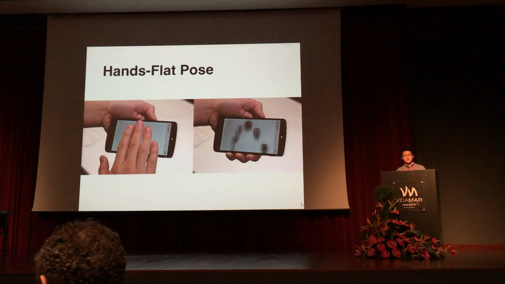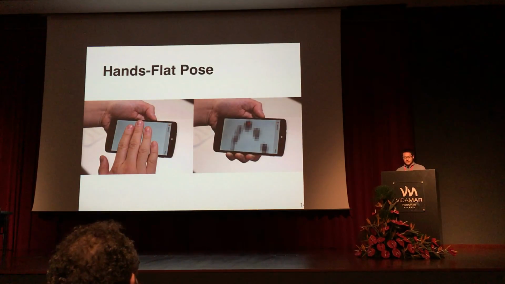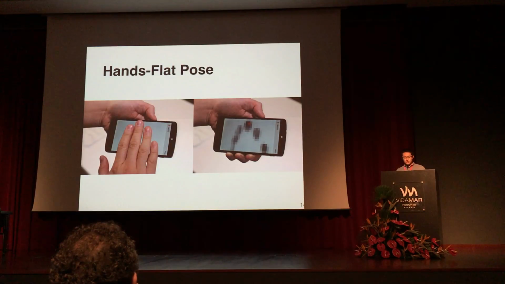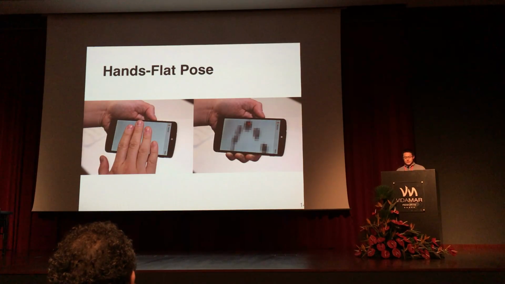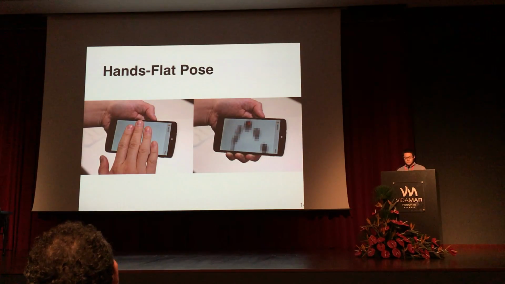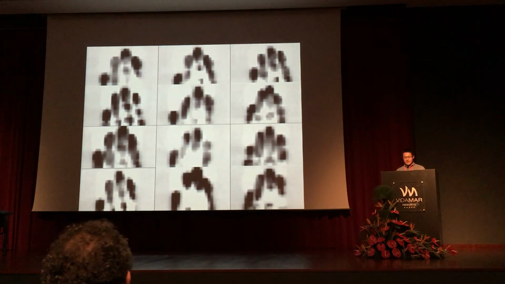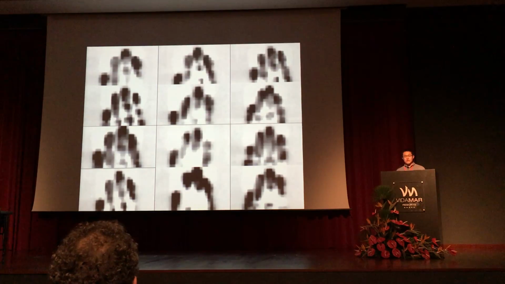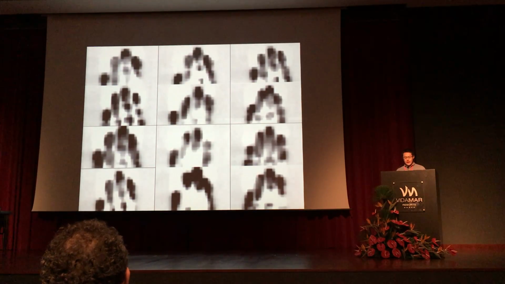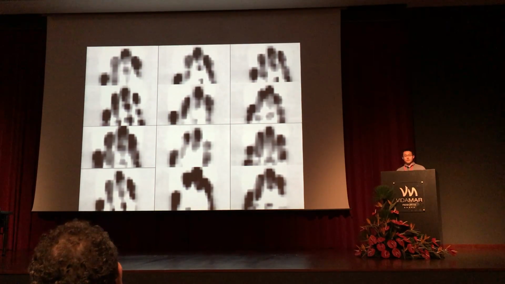We selected the hands flat pose for identifying and differentiating users. The users place their middle finger aligned with the red dot on the screen and keep their fingers aligned with the short edge. This pose produces consistent and reproducible handprints. Here are some sample capacitive images of handprints that were captured from multiple users. As you can see, there are differences between these images.